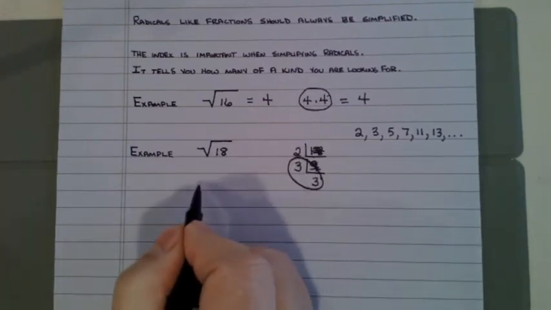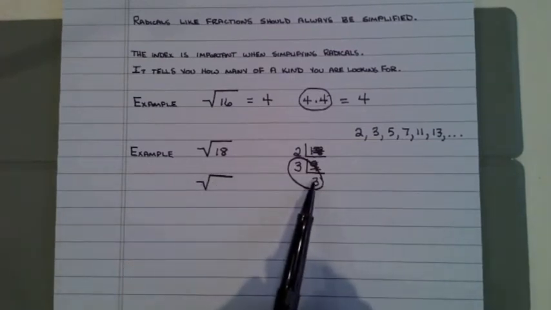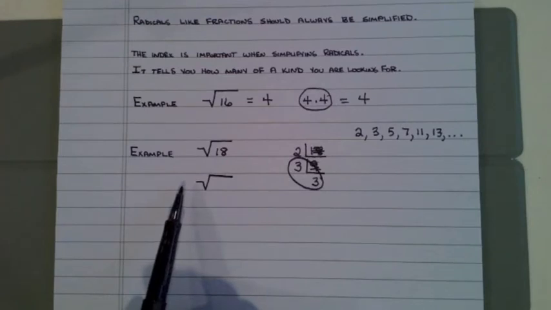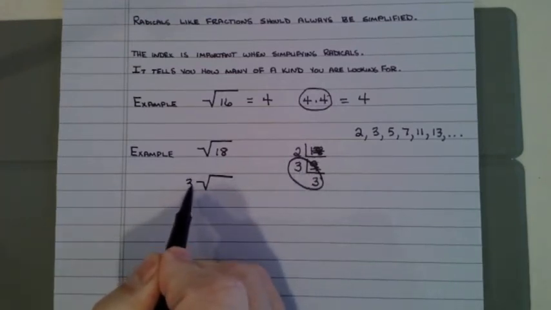So what I'm going to do is make this radical symbol, and for every pair I can, write that number on the outside. See how I have a pair of 3's? That means I can write a 3 on the outside.